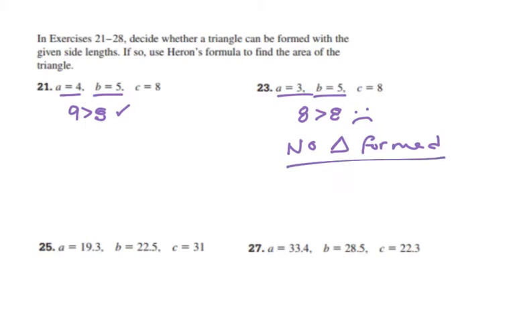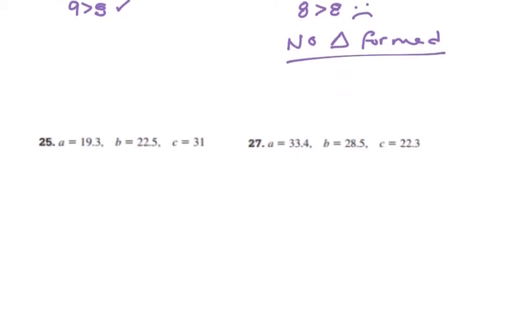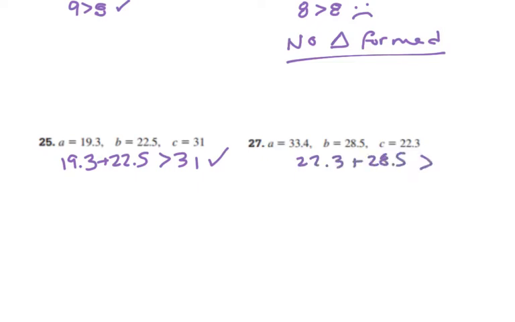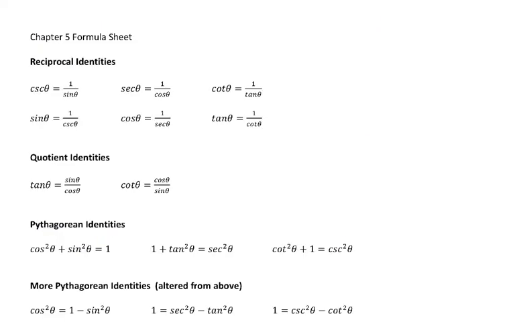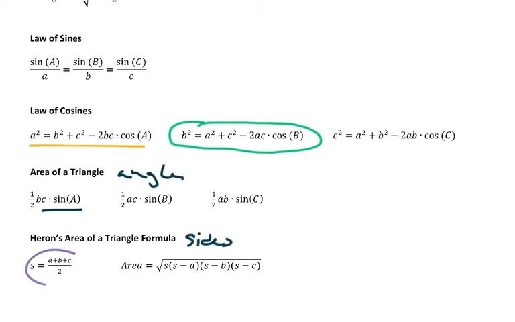Alright. Then the next one, we need to know if 19.3 plus 22.5 is bigger than 31, which it definitely is. And we need to know if 22.3 and 28.5 is bigger than 33. Yeah, that definitely is. So that means that we get to use the semi-perimeter formula. So remember that we're going to find S first, which is all of the side lengths added divided by 2.